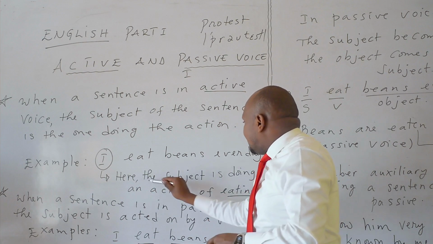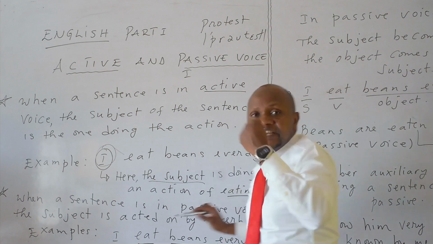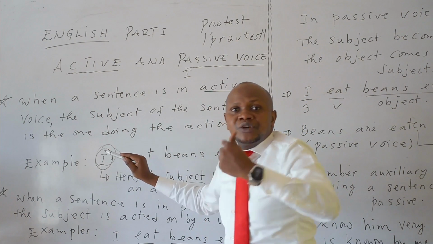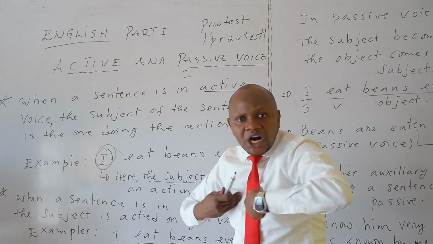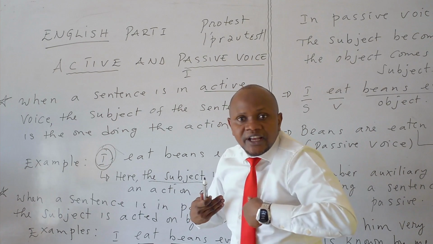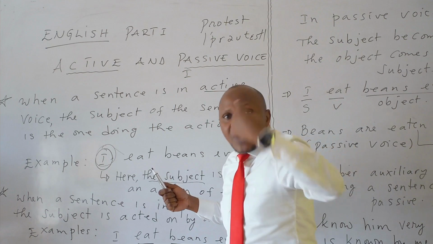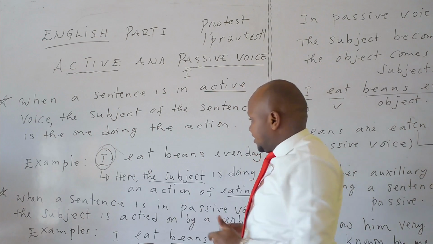Here, the subject, which is I, is doing an action of eating. Hano, subject I, iyi I, iri gukora igikorwa cyo kurya. Me, I am the one who is doing the action. Ninjye uri gukora igikorwa. I'm the one who does the action. Ninjye ukora icyo gikorwa cyo kurya. I eat beans every day.